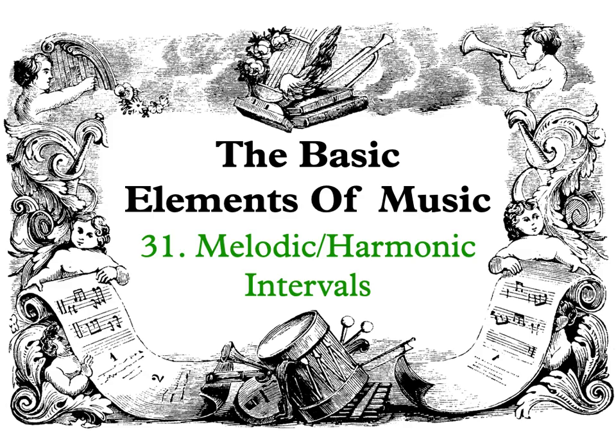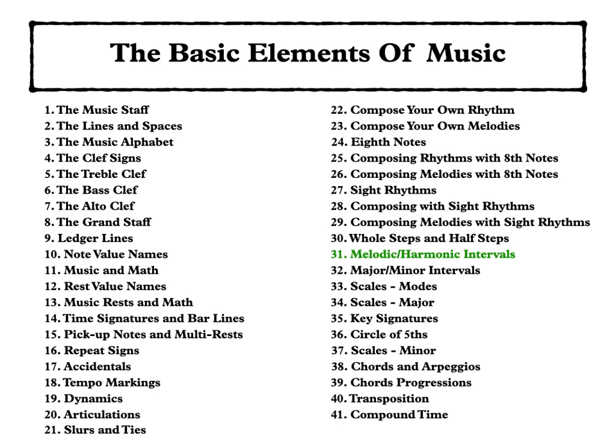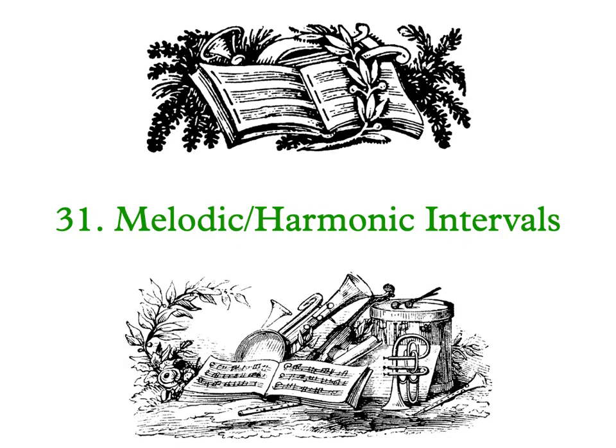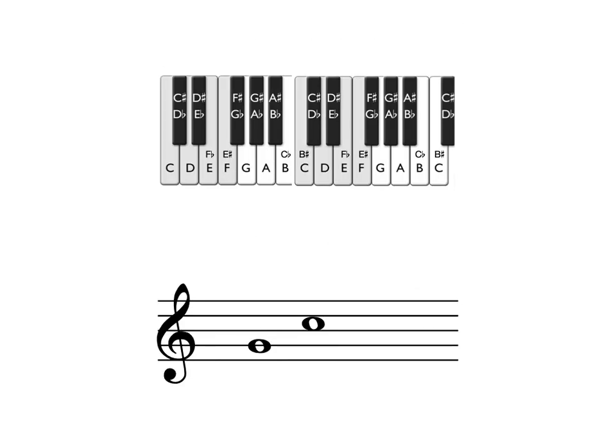The basic elements of music, lesson 31, the melodic and harmonic intervals. Working our way down the list, about 10 more to go. 31, melodic and harmonic intervals. This is a worksheet we will cover. What we're talking about is just the basic distance between notes.